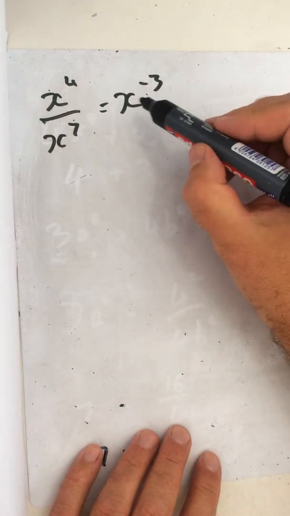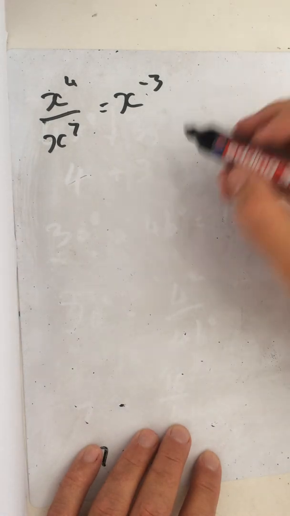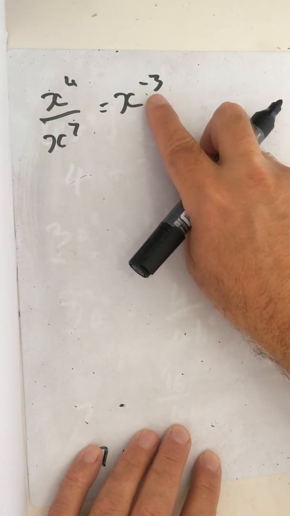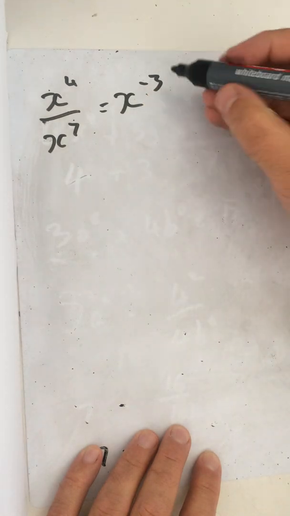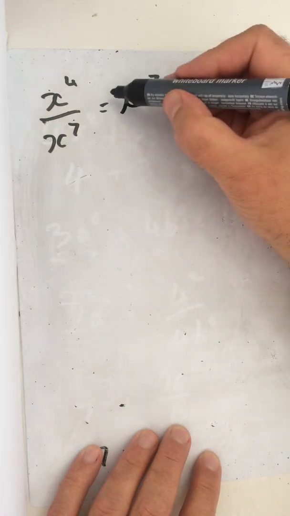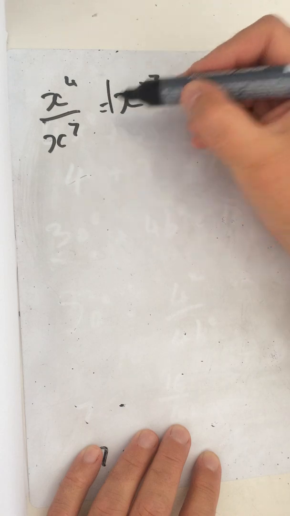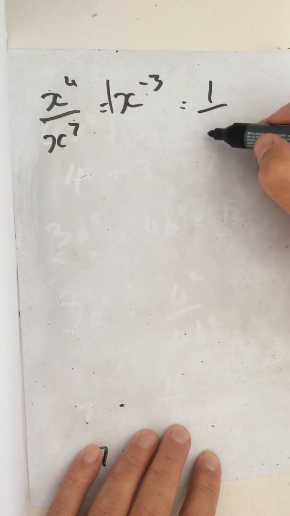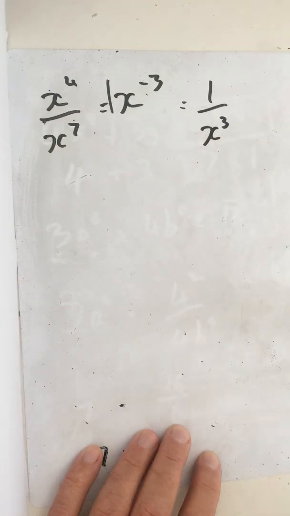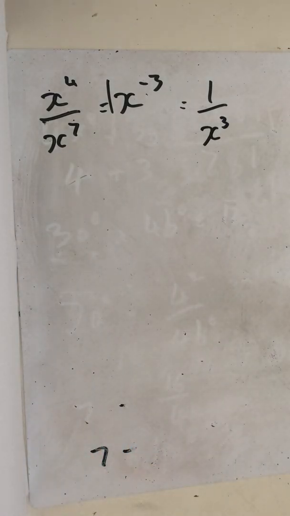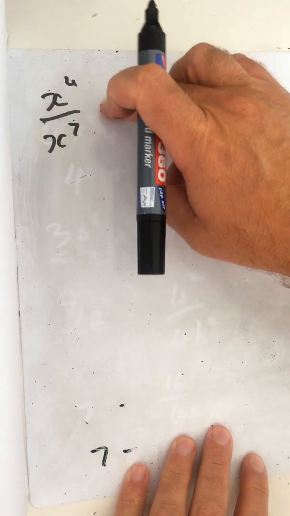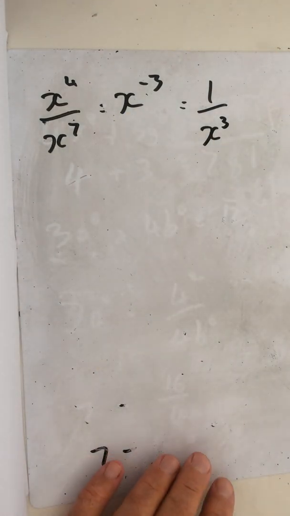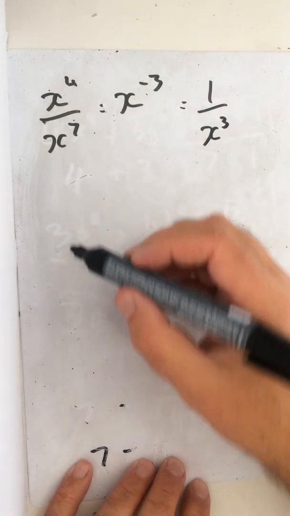Okay, now I could leave it like that, or if I wanted to make sure there's no negative numbers there, I can turn it into a fraction. Remember, this is 1x, so I'm going to put that 1 over the top, x to the power of 3. Okay, 1 over the top, x to the power of 3. Just put that 1 in because it'll become more apparent as we carry on with these.